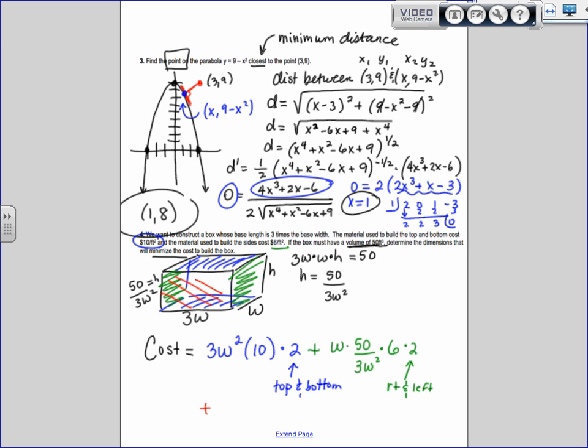now we need the front and the back. The front is 3w times 50 over 3w squared. So that's the area of the front and the back. They each cost, it's still considered a side, right? 6. And then we have 2. So that's the front and back.